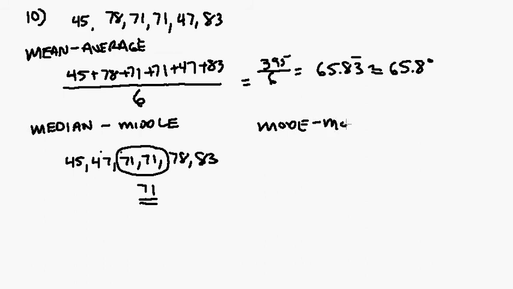Mode is most. So looking at that set of data, what piece of data appears the most? And in this case, it is 71 again. So that's the answer for number 10. All right. Going to number 11.